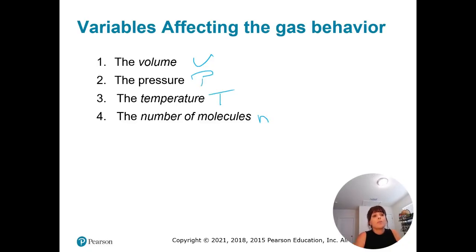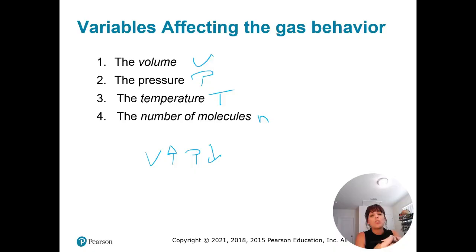And of course, in the first class we talked about the volume. When the volume increased, what happened with the pressure? Remember? When the volume increased, the pressure decreased, right? So now scientists started studying how the variables affect the behavior of the gas.